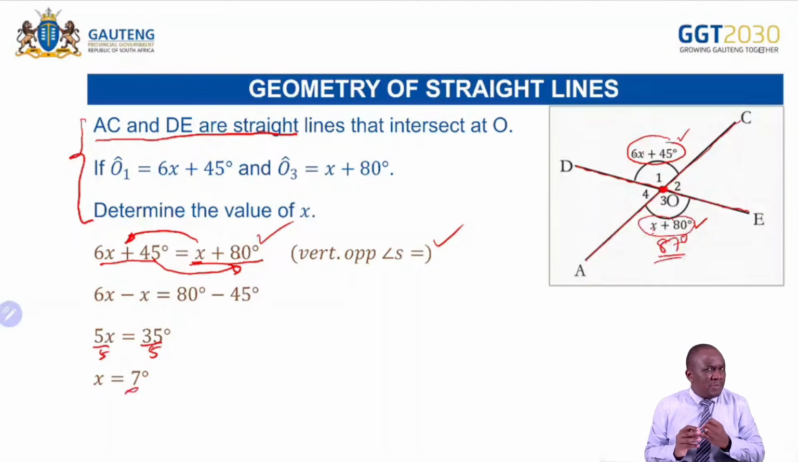Which angles should I expect here? I should expect corresponding angles. I should expect alternate angles. I should expect co-interior angles. So these are the three types of angles we want to discuss. Okay? Right, let's go there.